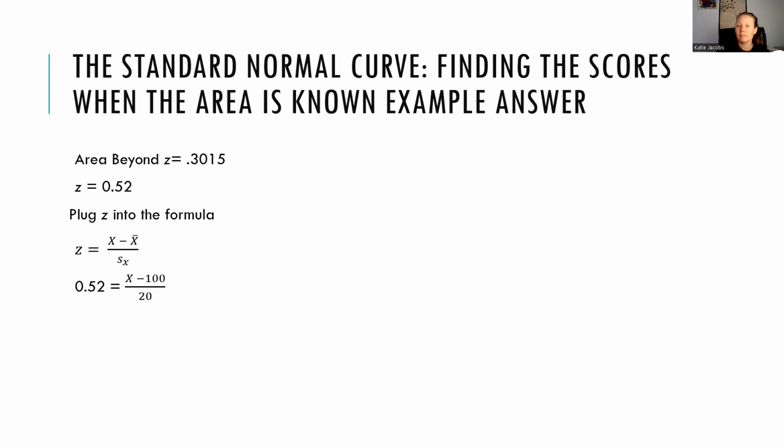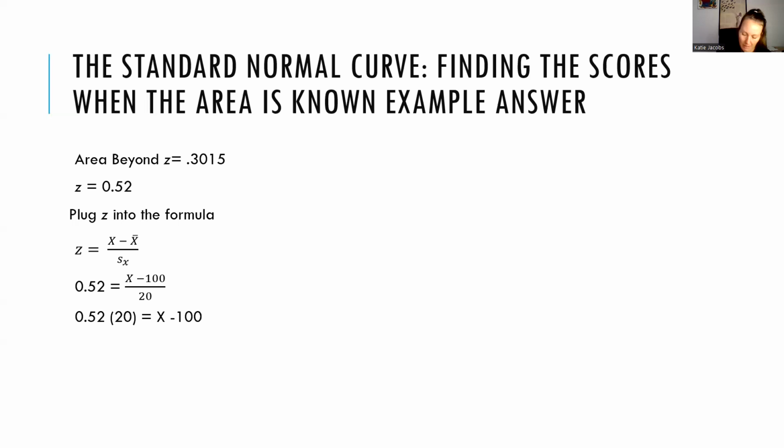And then we have to do some algebra. We have to solve for x. To do that, the first thing we have to do is multiply both sides by 20 so that we eliminate the denominator. And then when we do that, we see that 0.52 times 20 is going to be 10.40. And we have 10.40 then equals x minus 100.